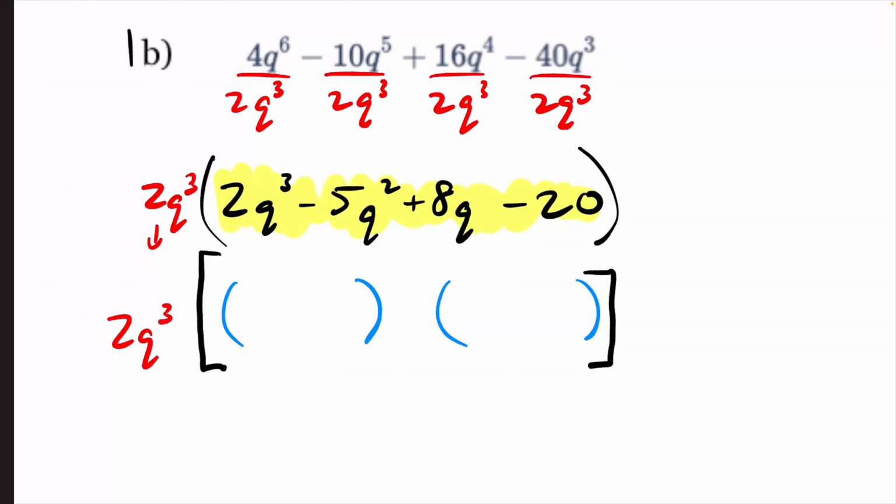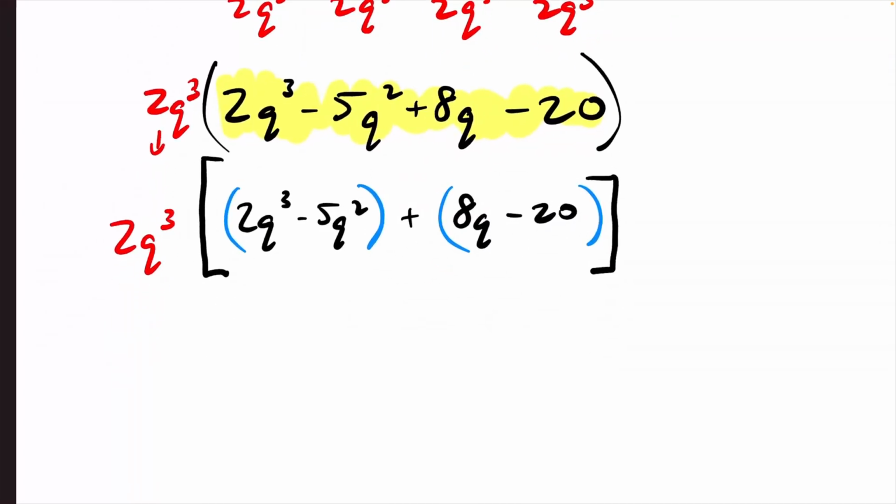So the first group, 2Q3 minus 5Q squared. Oh, sorry, there's a plus in the middle. I forgot to write the plus. 8Q minus 20. That was step 2. Got my 2 groups.